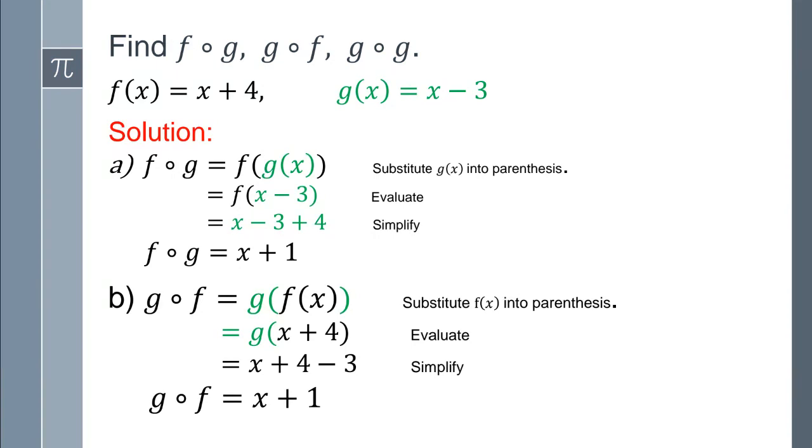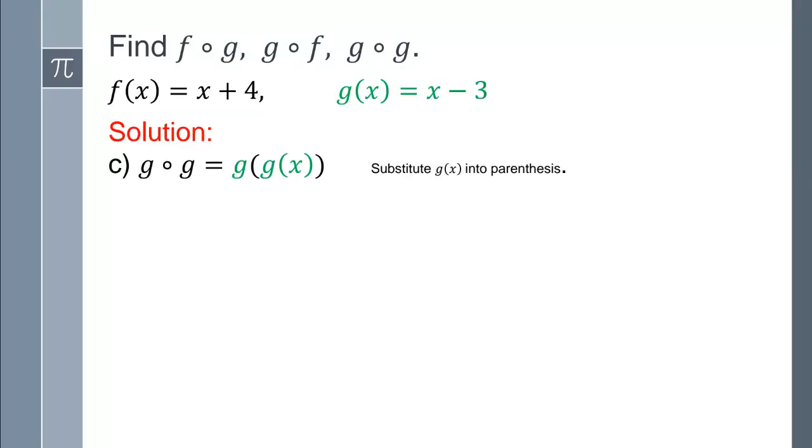Now, I do got to say this. In this particular example, we got the same value, but this isn't always the case. It just happened to be in this particular problem. It's almost never the same. Okay, f composed of g and g composed of f will not always give you the same answer. So don't think that it's supposed to. Okay, all right, and let's do the last one.